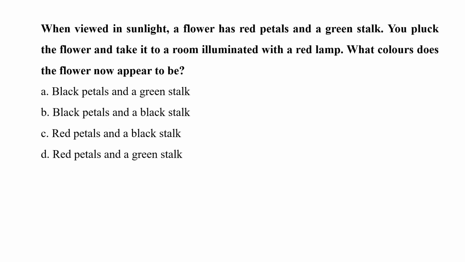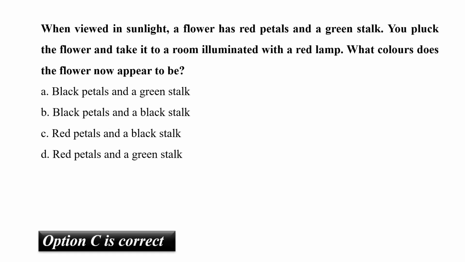When viewed in sunlight, a flower has red petals and green stalk. You pluck the flower and take it to a room illuminated with a red lamp. What colors does the flower now appear to be? A. Black petals and green stalk. B. Black petals and black stalk. C. Red petals and black stalk. Or D. Red petals and green stalk. Here the correct answer is option C. Red petals and black stalk.